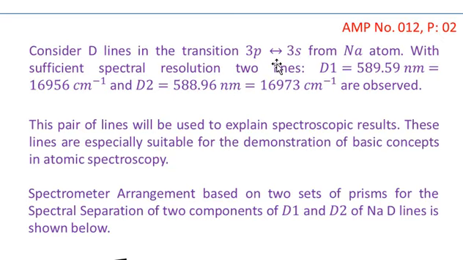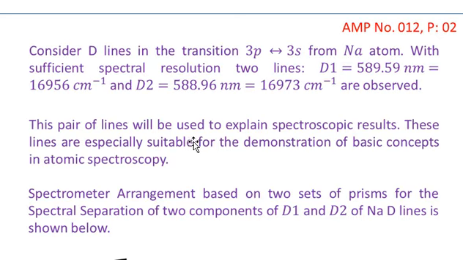So under this transition, which is a 3p to 3s transition from the sodium atom, we can observe two wavelengths, D1 and D2, the wavelengths of which I have just mentioned. This pair of lines will be used to explain spectroscopic results. So you see that you have two lines in the spectrum, and if there are any other unknown lines, with respect to these known wavelengths, we can also determine those unknown wavelengths.